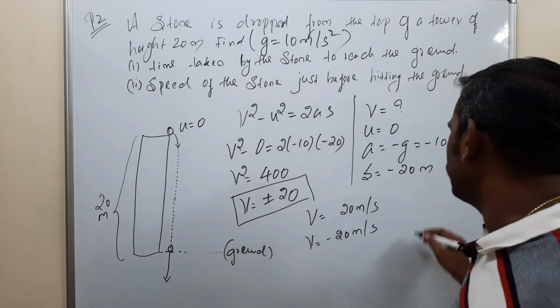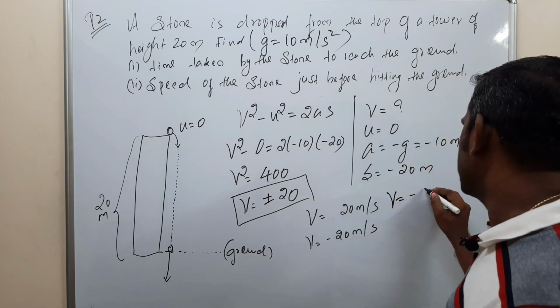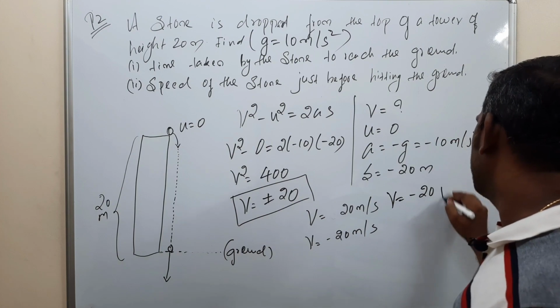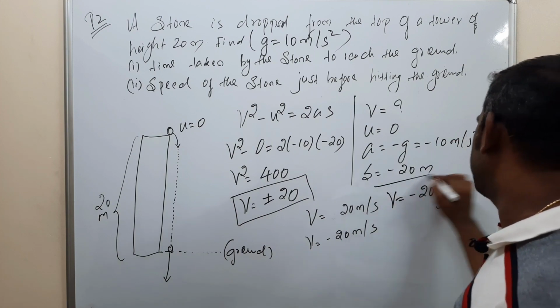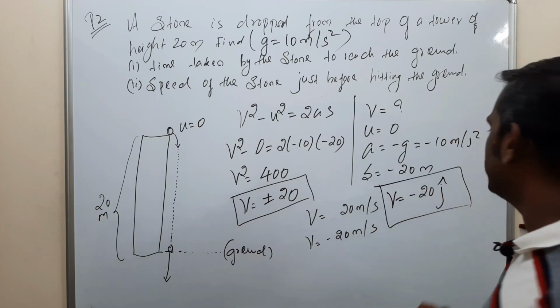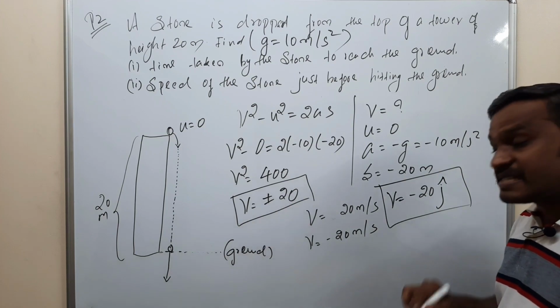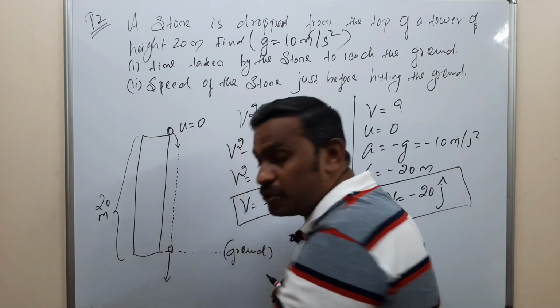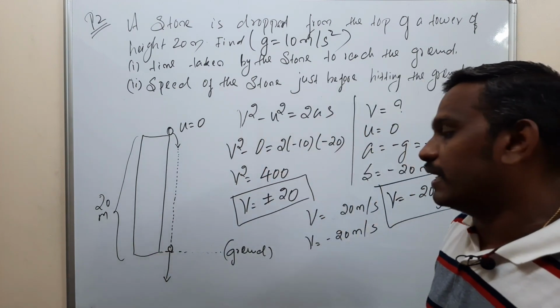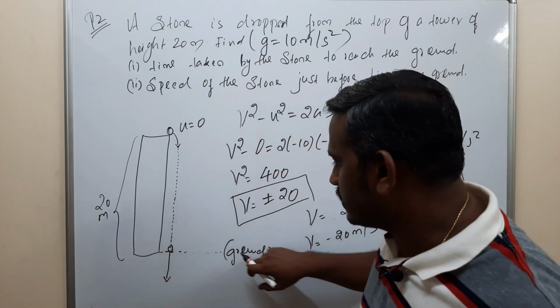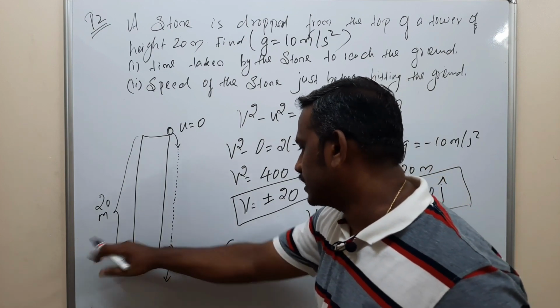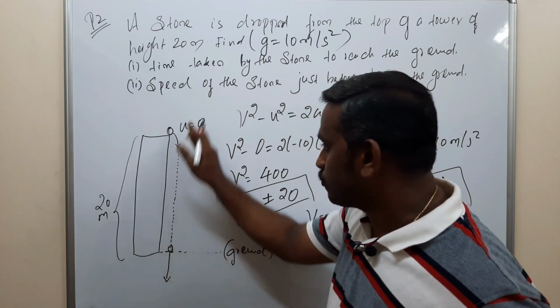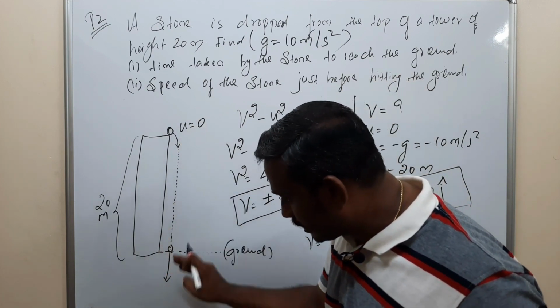So the exact answer for velocity is v is equal to minus 20 j cap. That is the exact answer for velocity. So the velocity is acting in the negative y direction. So this is x axis, positive x. This is negative x, this is y direction, positive y, and this is negative y.